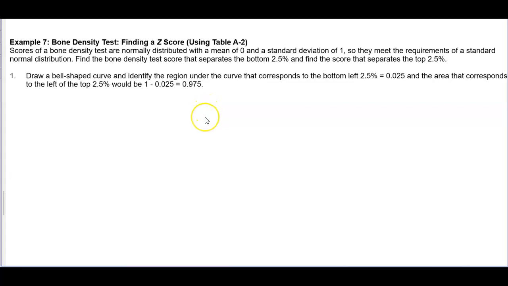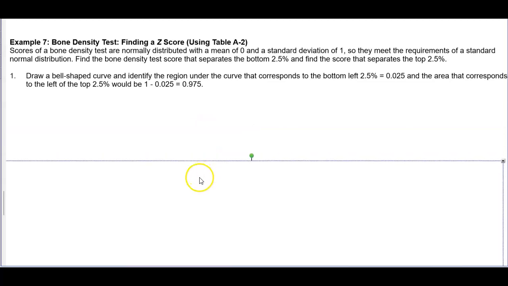Now, the first thing we want to do is draw a bell-shaped curve and identify the region under the curve that corresponds to the bottom left 2.5%, which is equal to 0.025, and the area to the left of the top 2.5%, which would be 1 minus 0.025. So let's go ahead and take a look at that. We're going to draw our picture.